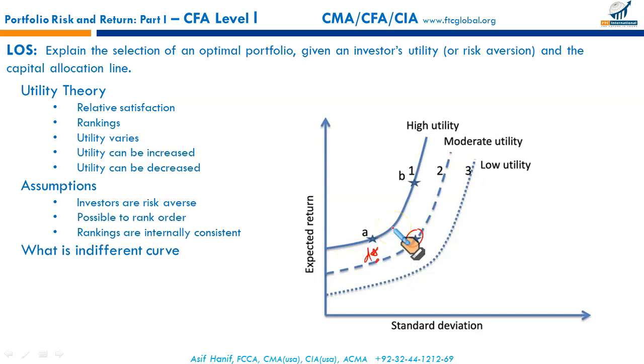Remember, a curve with the higher return for a given level of risk is superior to a curve offering the lower return for the same risk. What does it mean? Let's say the risk here is 17%, and there are these three indifference curves. A curve with the higher return at the same risk is superior to the curve offering the lower return at the same level of risk. So for me, this would have more utility, less utility, and low utility.